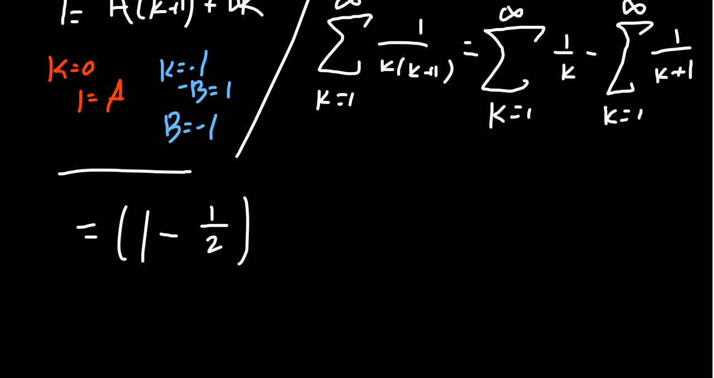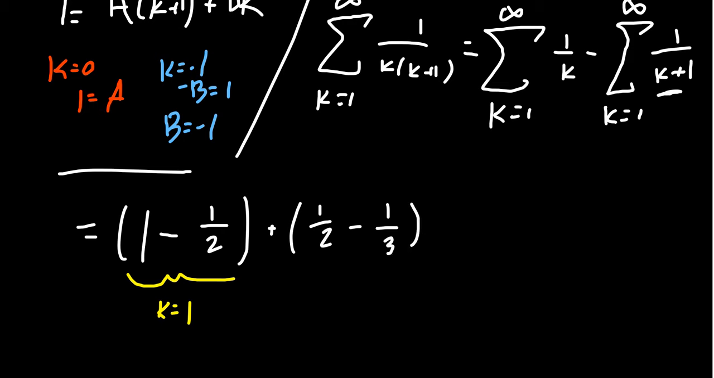So we'll just simplify that. You get a 2 right here. And so this is our first term, that is, k equals 1. Then if we look at the second term, we're going to end up with 1 half, that is 1 over 2, and then we're going to subtract from that 1 third, where the 1 third comes from plugging a 2 into this expression, 1 over 2 plus 1, we get a 1 third. This is now our second term, k equals 2.